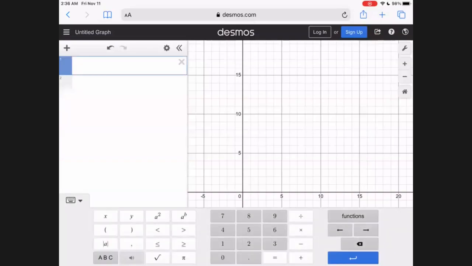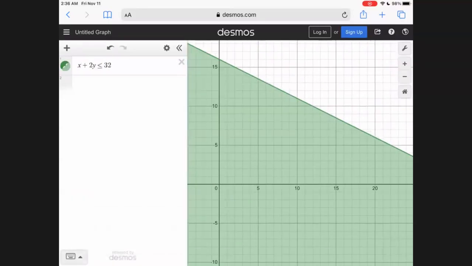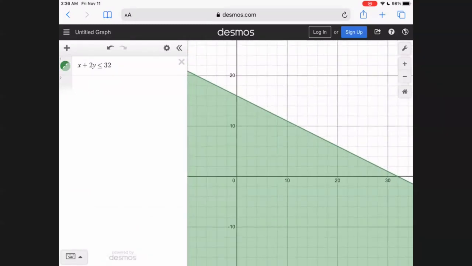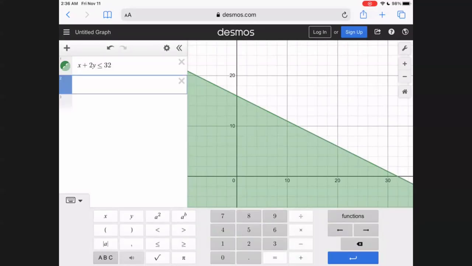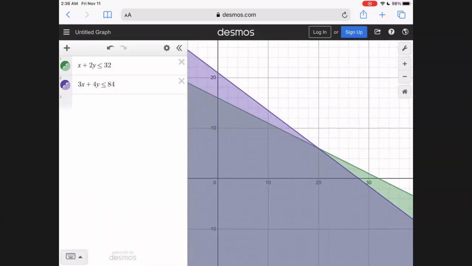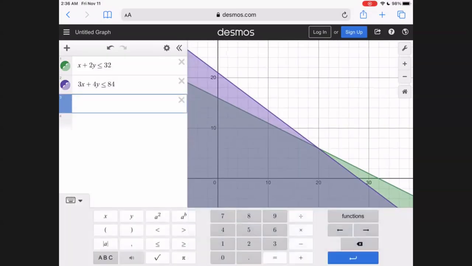So our first one was x plus 2y is less than or equal to 32. So we see it's right here. So I'm going to zoom out just a bit so we can see it. Right. Now, for this other one here, I'm going to graph it: 3x plus 4y is less than or equal to 84. Right? So we see where they overlap. Okay. And I'm going to do my other points just so you can see.